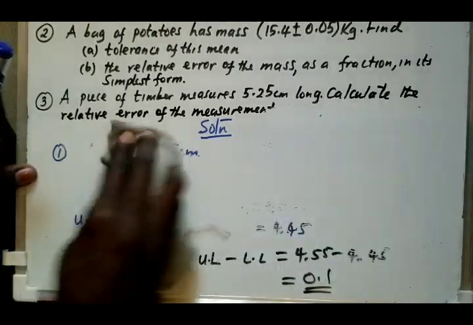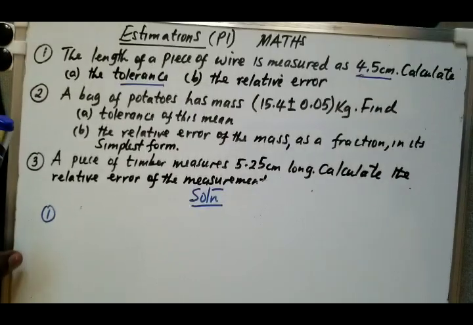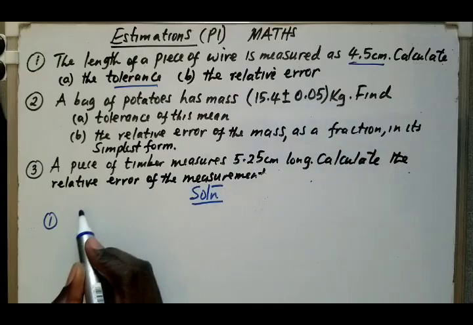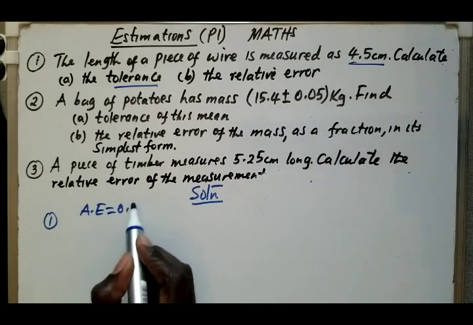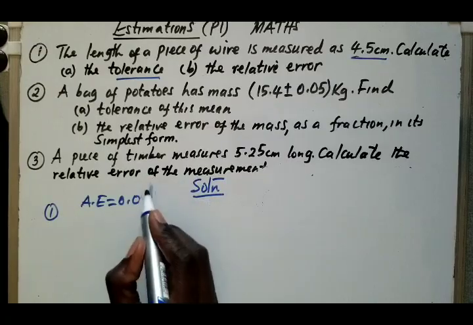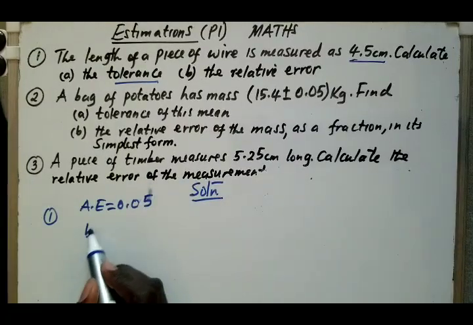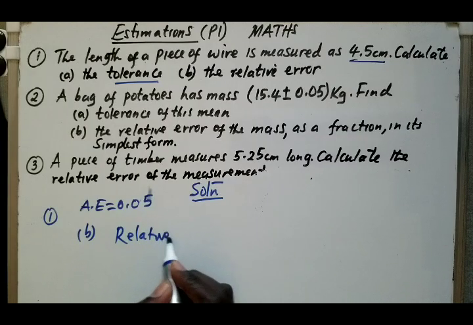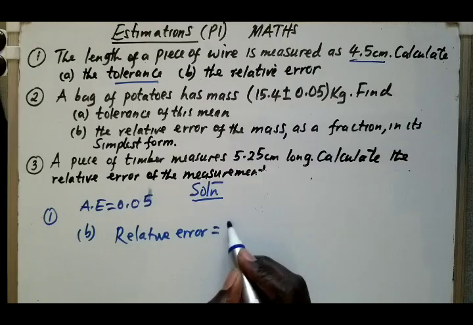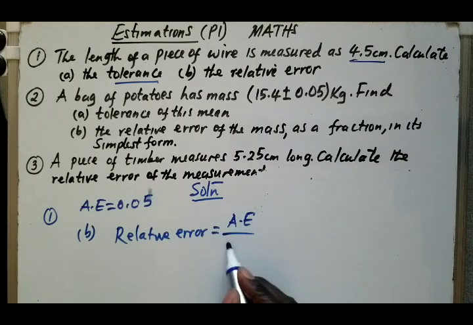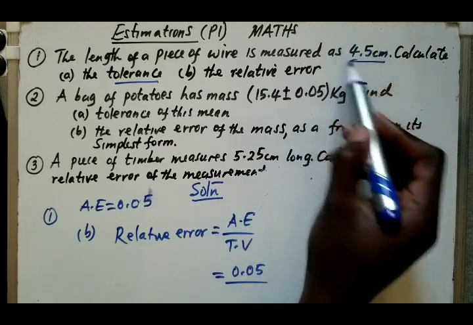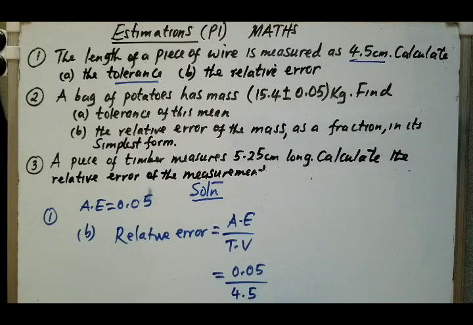But again, that will depend on the situation that you have actually been given. All right. So now let's go to question number 1b and answer that question. 1b was asking for the relative error. Since we found the absolute error was simply 0.05, we want to get the relative error. The relative error is equal to the absolute error divided by the true measurement or the true value. So the absolute error is 0.05 divided by the true value, which they gave you as 4.5.